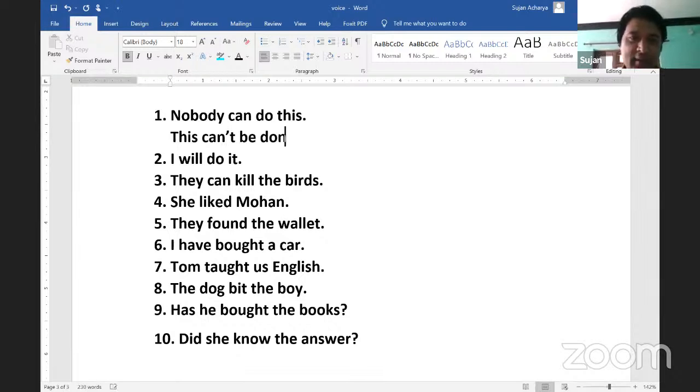Or you can write this can't be done by anybody, because this is an active to passive sentence. In passive, the doer is not that important. Nobody can do this means this can't be done. When I say this can be done by everybody or anybody, don't write like that. This can't be done, and don't write it there. In the exam, the options given will trick you on these things.